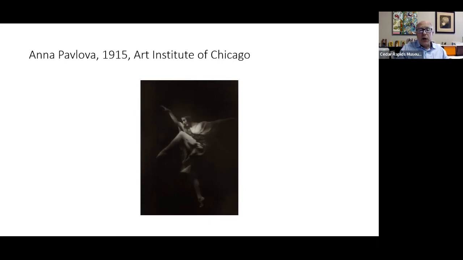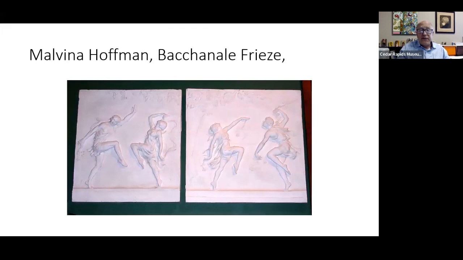Plus, she also was the inspiration, like Isadora Duncan, for countless other visual artists. And I want to share with you a couple pieces from our collection by Malvina Hoffman. This is the Bacchanal Frieze that you can find wrapping its way around the Carnegie wing of the museum. This was a frieze created by Malvina Hoffman.